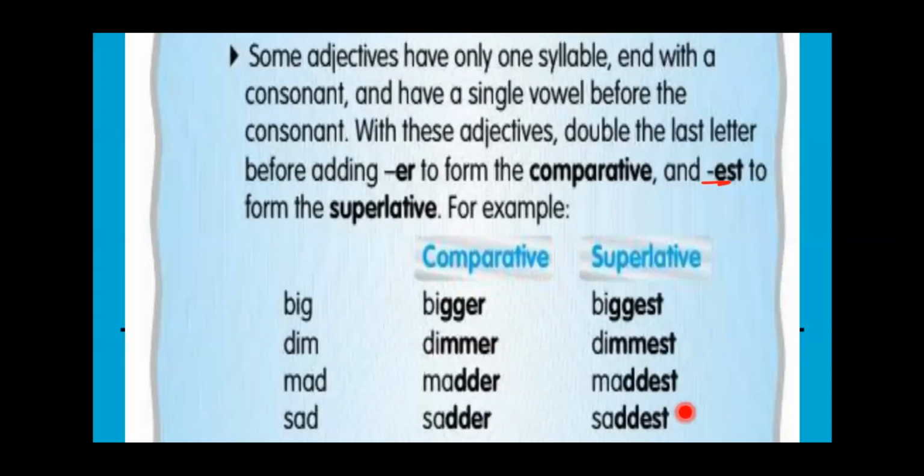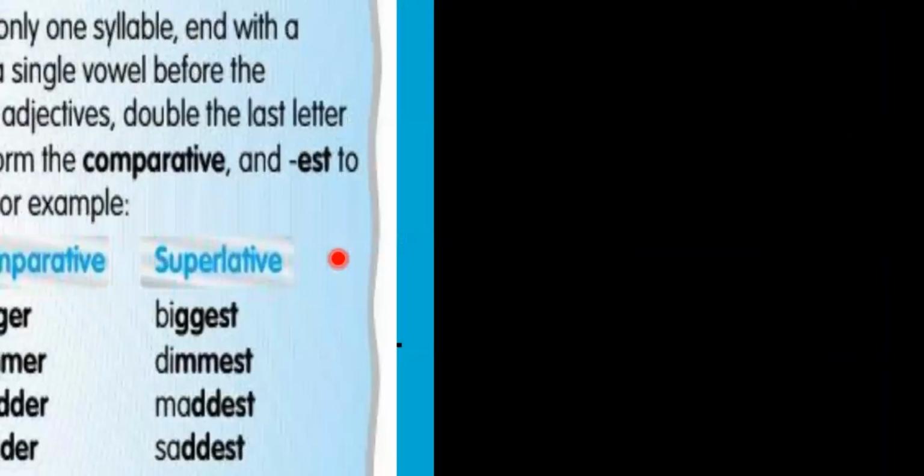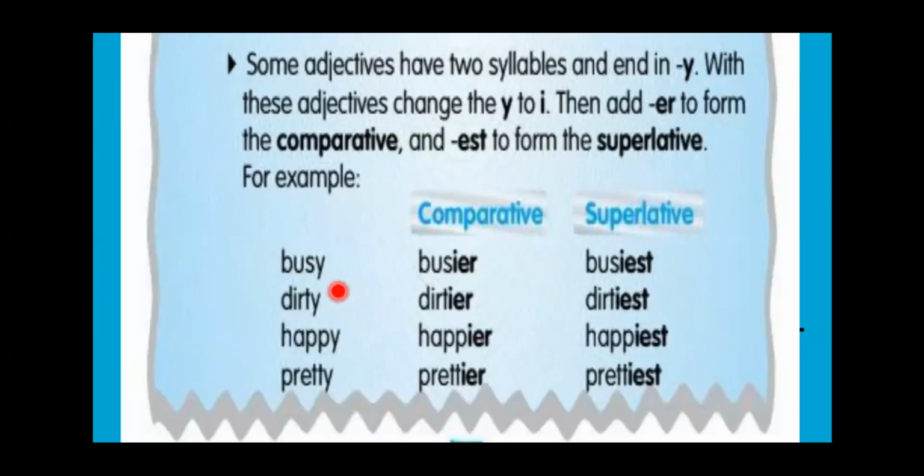What did we do here? What kind of words are there? One-syllable words, one-syllable adjectives. Please respond, have you understood? Shall we move on? If you have any doubt and you want me to repeat, then you can say. Okay, let's see the next one.